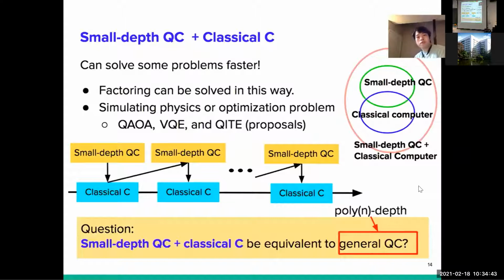Kite. So now, one very interesting question is: is it possible that this hybrid approach, small depth quantum computer plus classical computer, can be equivalent to a general quantum computer? If this is true, it may imply that we can have a very powerful quantum computer in the near future.